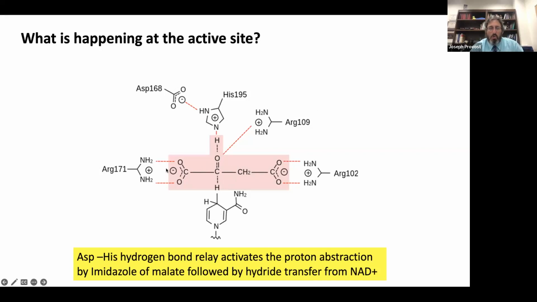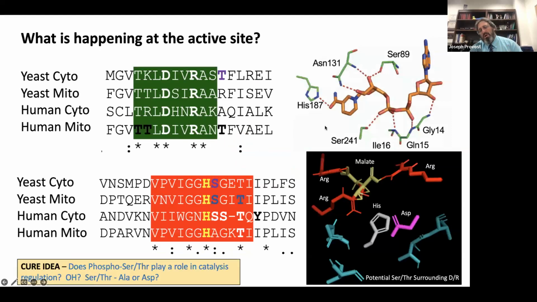Arginines are important for holding the substrate and even being part of the reaction. It's more complicated than that. I'm going to have you look over here to the upper right. This is a cytosolic MDH where there's the active site histidine. The aspartic acid is over here somewhere. Here we see serines, isoleucines, glycines, and things all complexing with malonate, so a malate derivative or substitute here. So it's not as simple as just arginines binding, and even serines are binding.